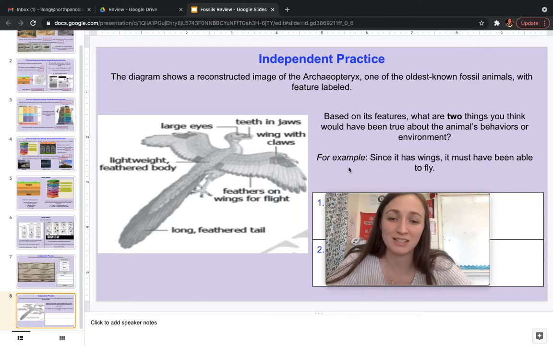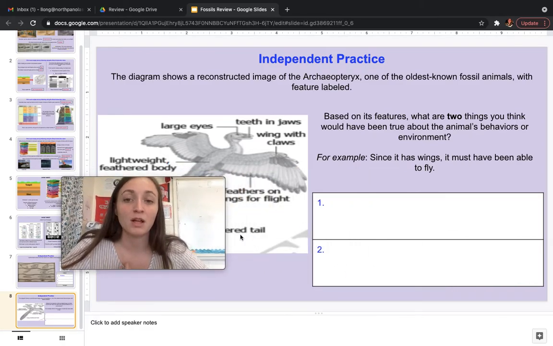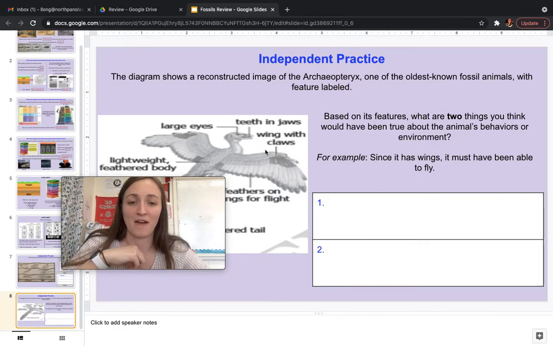So take a look at other things like it has teeth. What can we assume it must have done since it has teeth? What can we assume it could have done since it has large eyes? And just give me 2 different examples from specific things in this diagram that you can assume is true about that fossil. Don't you dare copy my example. That's lazy. I won't give you credit for it.